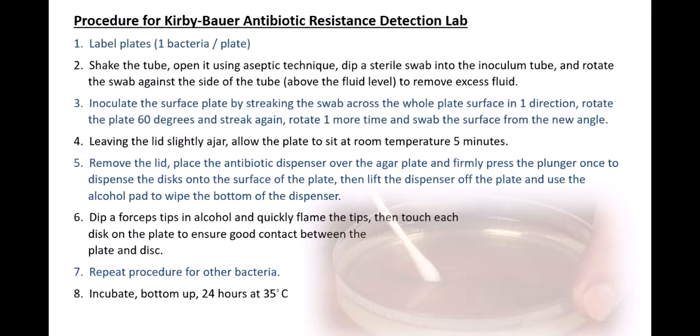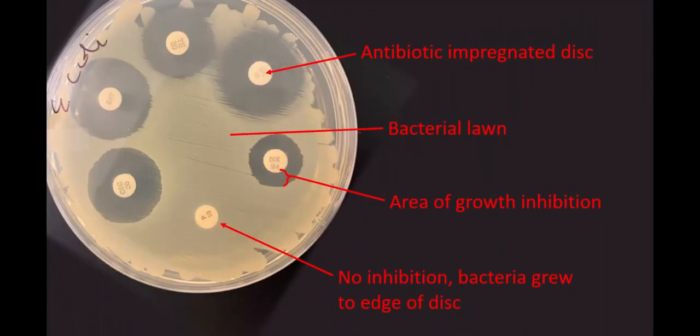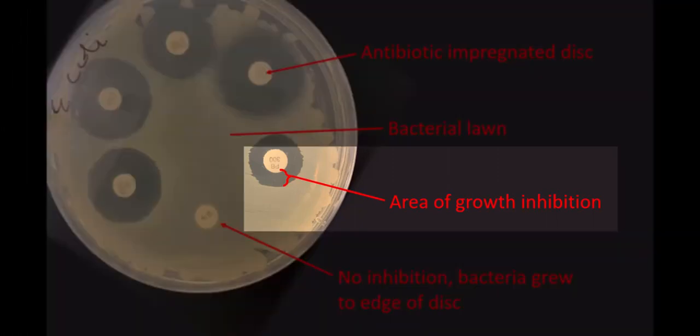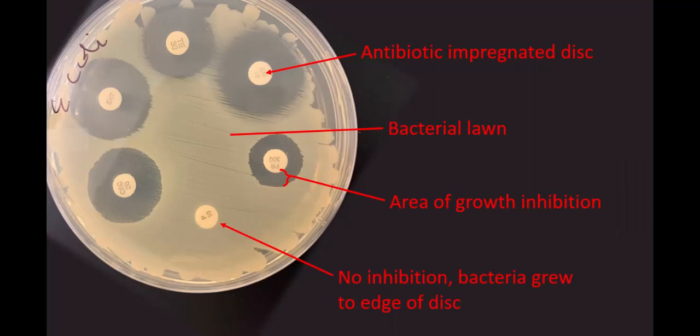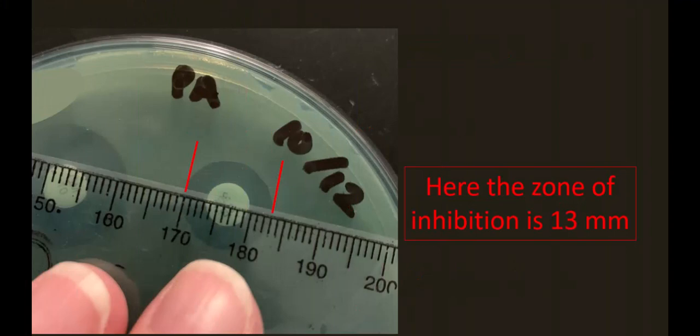Note that after incubation, some discs will have clear zones around them and some discs will not. The clear zone is referred to as a zone of inhibition, and it indicates that the bacteria growth was inhibited by the antibiotic. The presence of inhibition is not enough to determine resistance. You must measure the zone and then use established standards to make that determination.